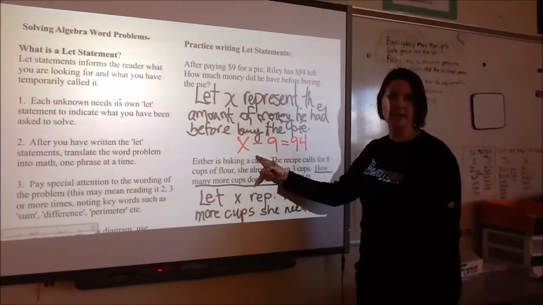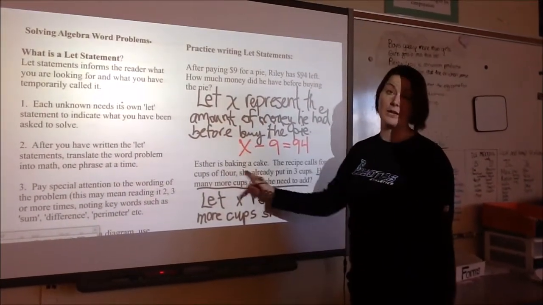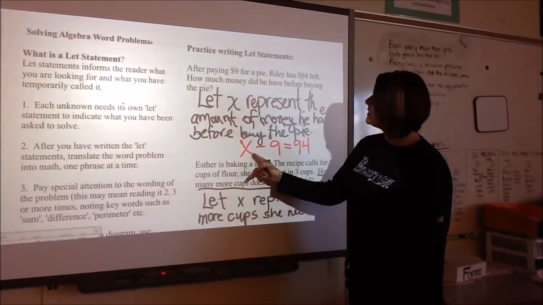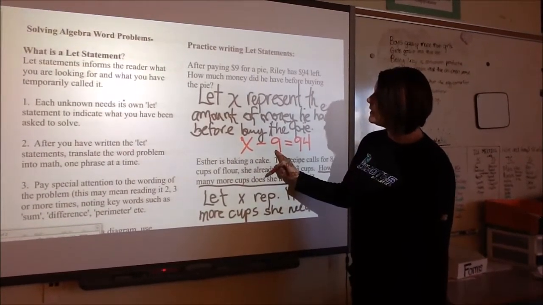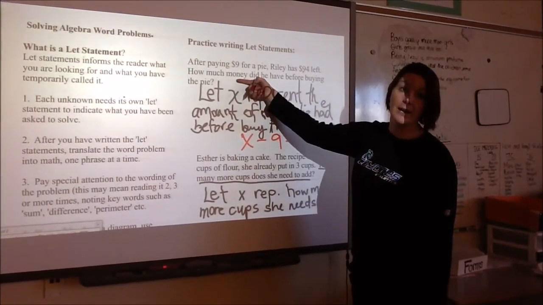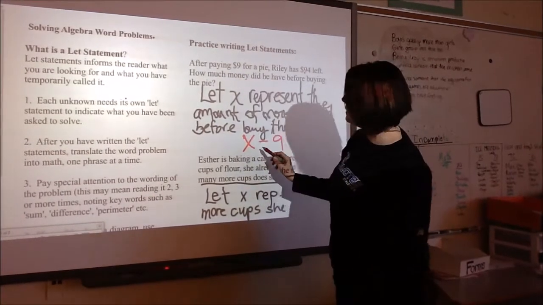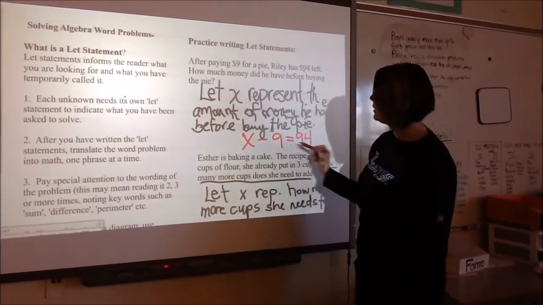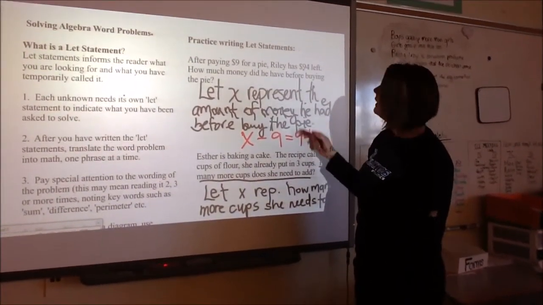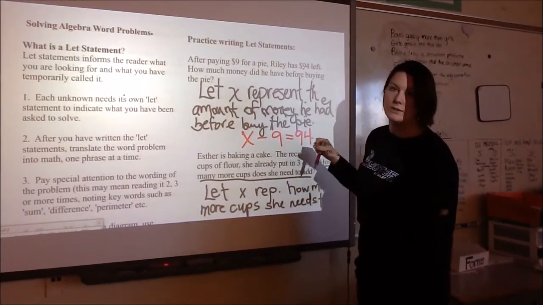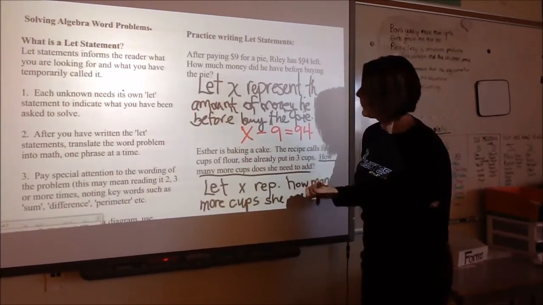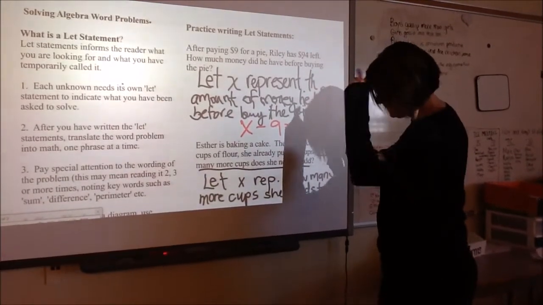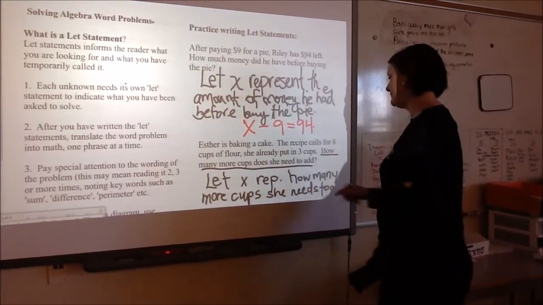If you look at this, x is in part of your equation, and we're subtracting $9 because we knew that before he bought the pie, he obviously had more money. So this x will be a larger number than the $94, and then the total is equal to 94. Okay? Let's scroll down.